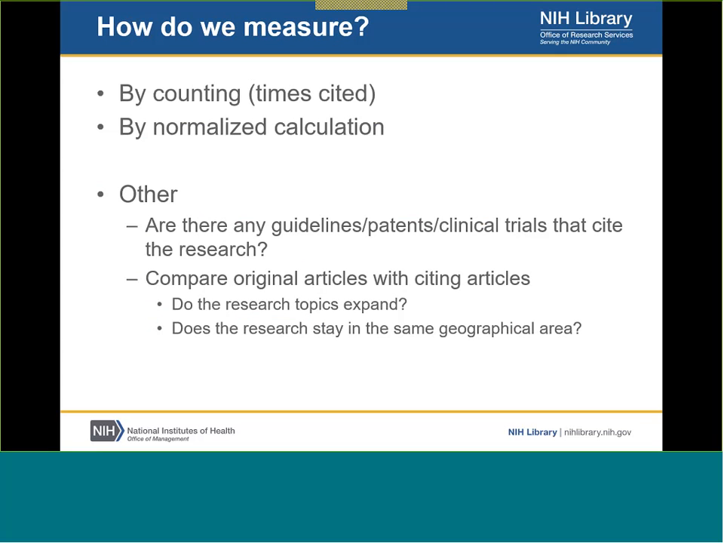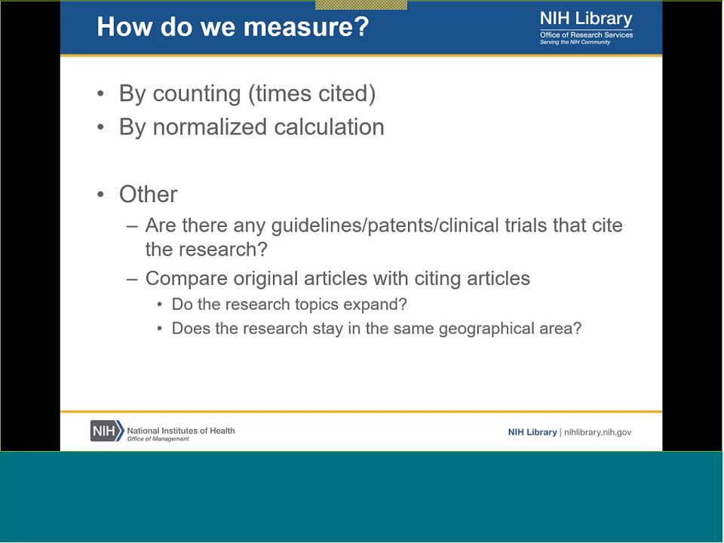So how do we measure? The first one is just by counting. No matter how that article is being used or referenced, we count them. The second one is by normalized calculation. So basically, this is about the citation number: we count it, and then another way is probably to normalize it somehow. There are other things that we can look at that are not about numbers, but about the research that cites our research.